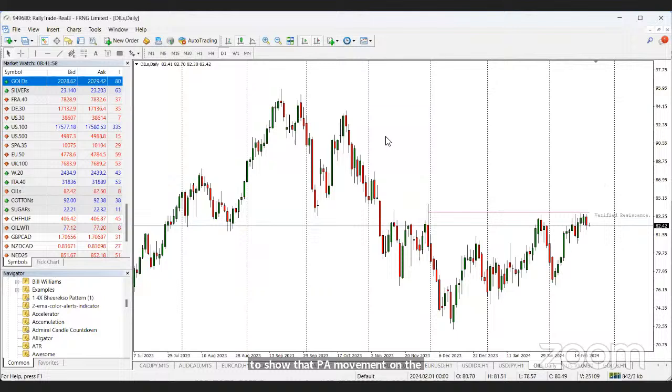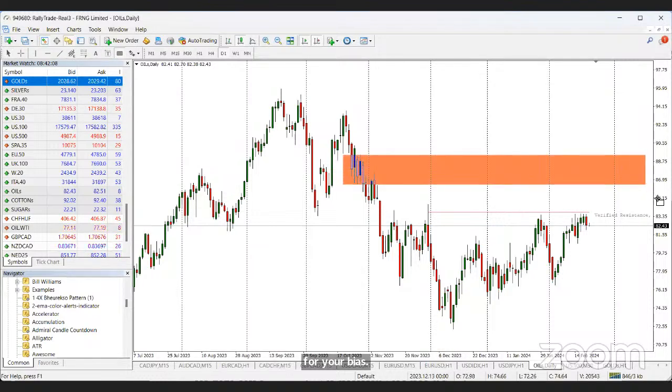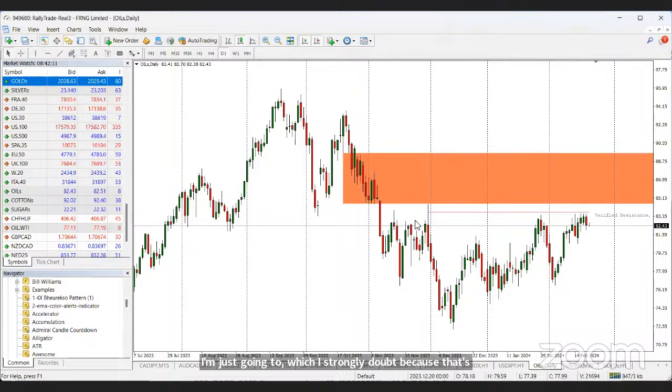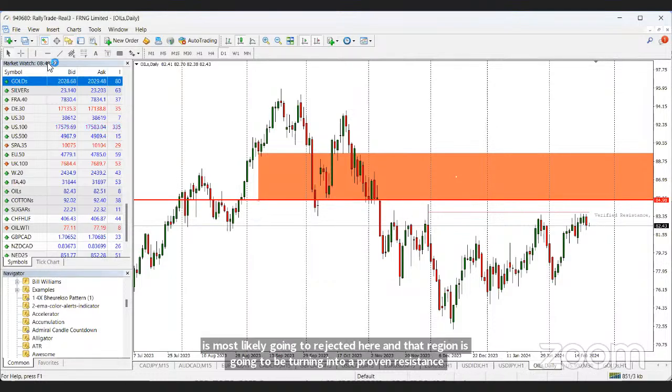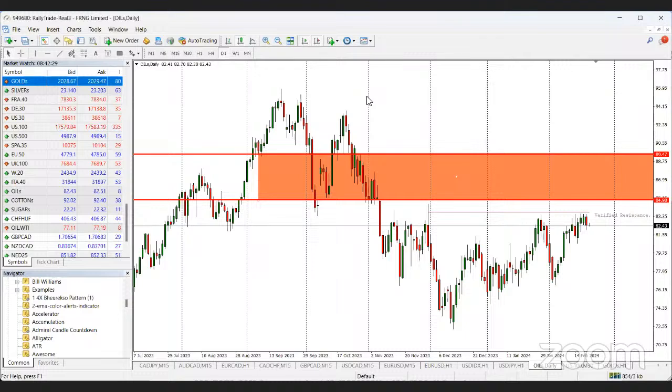So for our swing traders, if this market is able to break above this verified resistance, yes, you can continue for your buy. I'm just going to mark this range, which I strongly doubt, because that has given us an indication that price is most likely going to be rejected here, and that region is going to turn into proven resistance. However, I want us to be clear of the zone to avoid any form of false breakouts here because of this candle, and then we can go in for our buy. Remember, swing traders, that's why I'm analyzing on the daily time frame. We're still going to go into intraday trading.